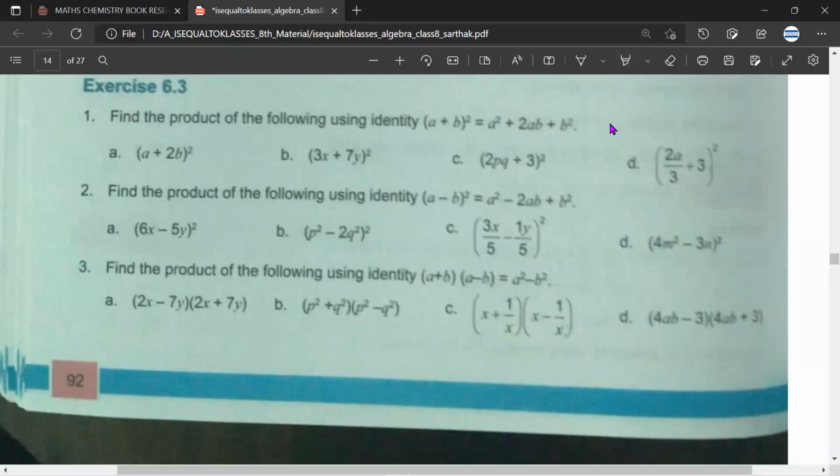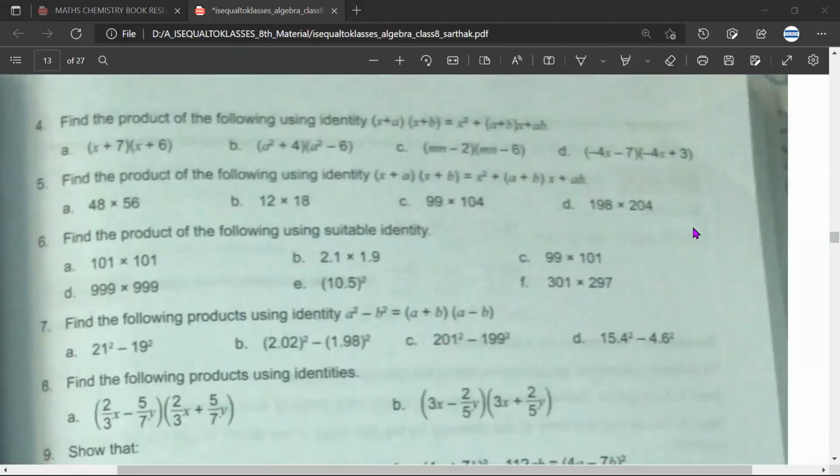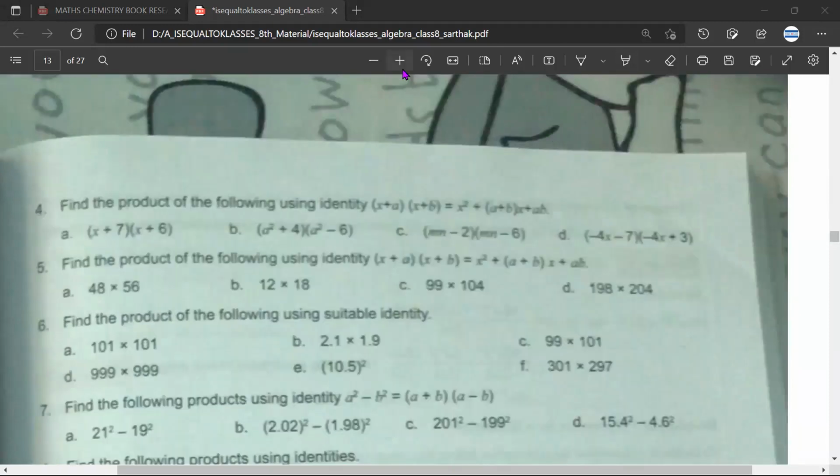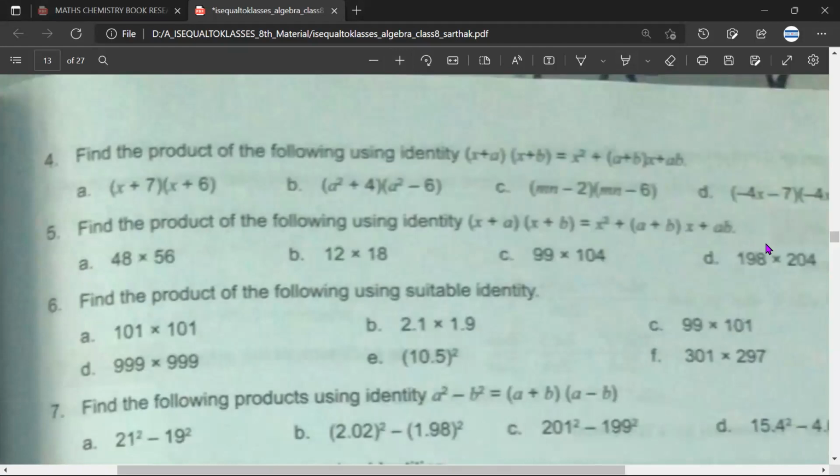Now, so these are the three questions that you'll be able to do. There is another type of question that I'll explain, and then you can start doing the questions. So this is the fourth identity that you will see in your book. x plus a into x plus b is equal to x square plus a plus b x plus ab. Any doubt? No, sir.